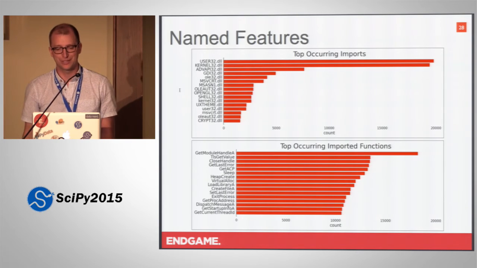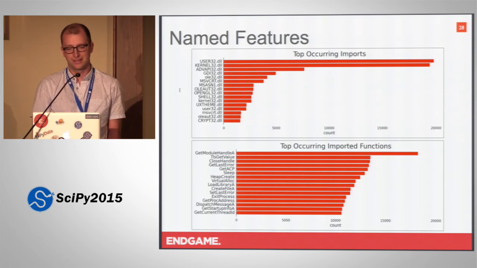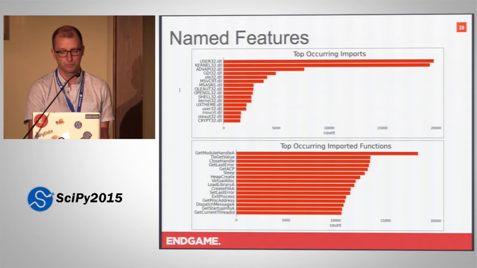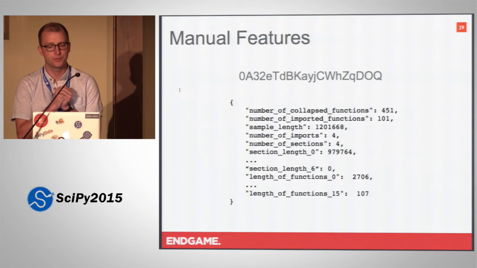Yeah, once I've extracted those named features, then I can look at some statistics. These are the top occurring imports in the data set. Those are the top libraries that were most imported, and then the most imported functions. One last bunch of features that I used were manual features.